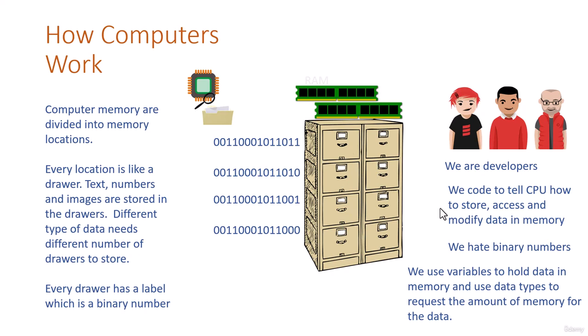Therefore, we need something for humans. We use variables to hold data in memory and use data types to request the amount of memory for the data. So basically, variables are friendly names for these labels, these memory addresses. Under the hood, the programming language will map these names to these memory addresses, and we developers only need to work with those names.